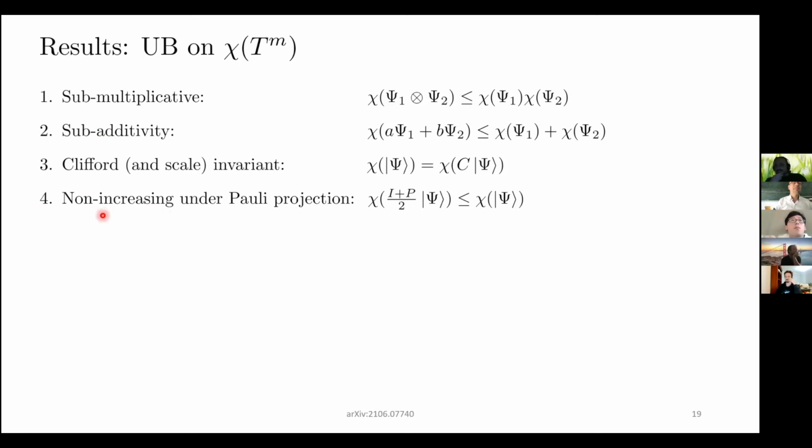Non-increasing under Pauli projections. If you take a state and you do a Pauli projection, so I plus Pauli, then this won't increase the stabilizer rank. In general, we get something that has a lower stabilizer rank, and the reason is because doing a Pauli projection on each stabilizer gives you another stabilizer state. So stabilizers are closed under Pauli projections. Okay, so with these kind of properties, we can try to prove this theorem.